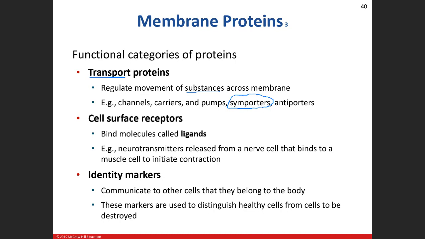Cell surface receptors. Think of a lock and a key. Think of the cell surface receptor as the lock, and the key is what we call a ligand, which are special types of molecules that will essentially unlock that receptor and cause something to happen. Maybe it's going to release something, or maybe it's going to inhibit something from being made.